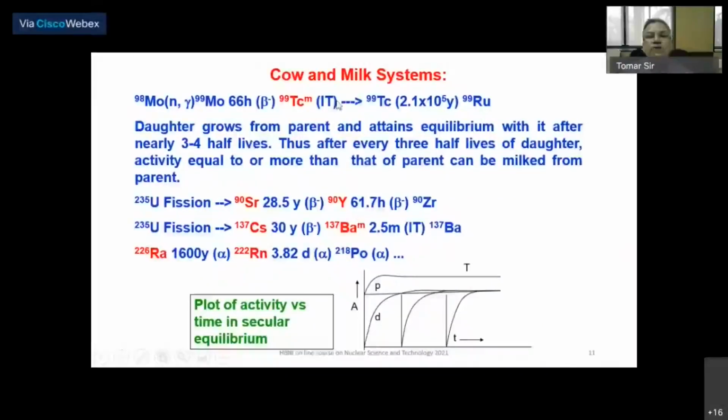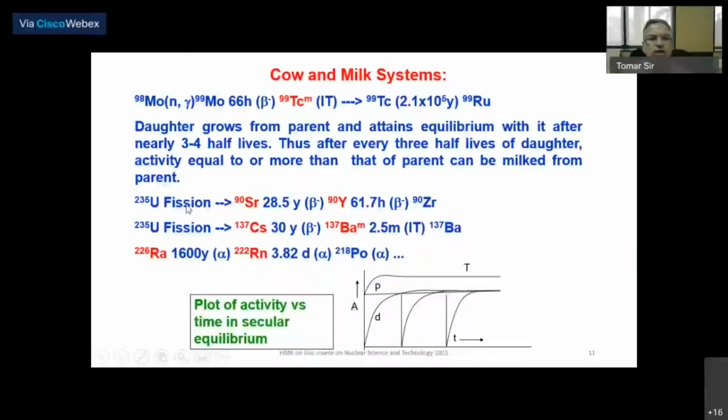So this is a cow and milk system: molybdenum 99 from 98 (n,gamma), or you can have fission moly also. So you can milk technetium 99m. The daughter grows from the parent, attaining equilibrium after nearly 3 to 4 half-lives. We can in fact calculate how much time exactly it will take. Thus, after every 3 half-lives of the daughter, activity equal to or more than that of the parent can be milked from the parent. These are the examples.